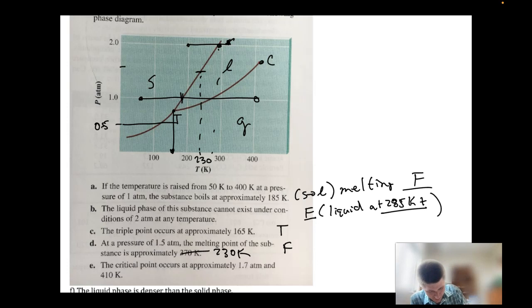Critical point occurs at approximately 1.7 atmospheres and 410. This is the critical point up here. That's at 410 and about 1.7 atmospheres. So that looks good. Yes, that does match our graph.